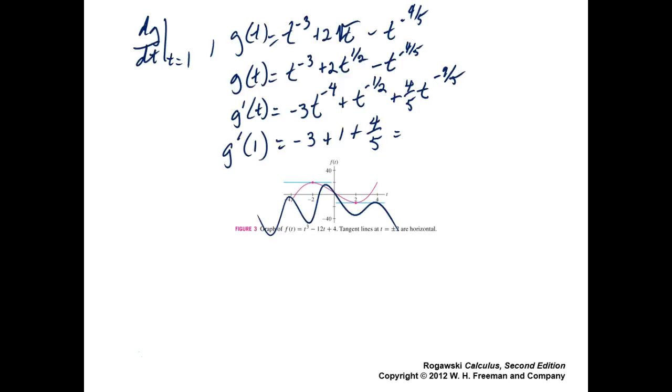Well, minus 3 plus 1 is negative 2, plus 4/5. So I want to rewrite negative 2 in terms of fifths. Negative 10/5 plus 4/5 is negative 6/5. Okay. Yes, that's what they got. Good for them.